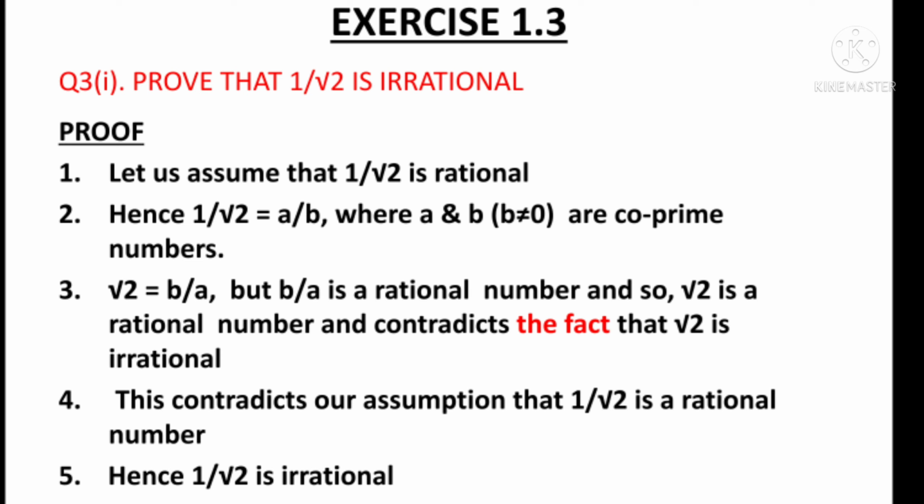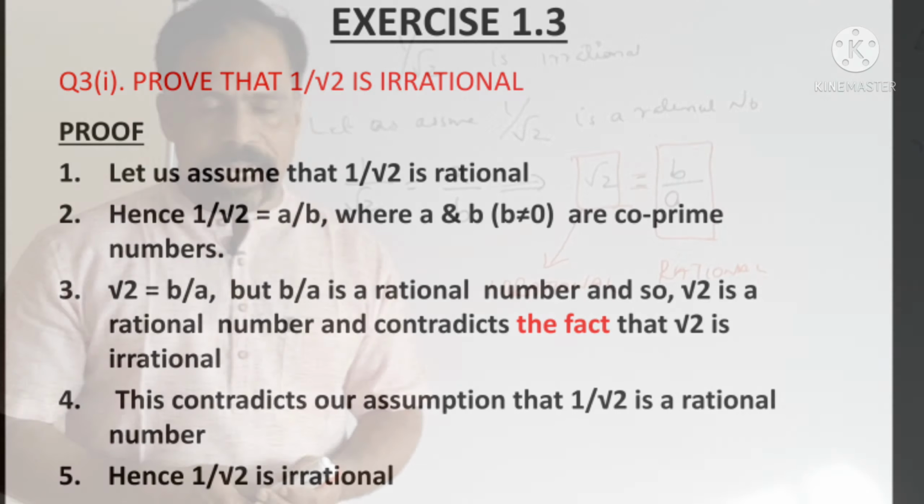The right hand side is a rational number. Therefore, root 2 is also a rational number. And it contradicts the fact that root 2 is irrational. Therefore, our assumption is wrong. What was our assumption? 1 by root 2 is a rational number. Therefore, 1 by root 2 is irrational.